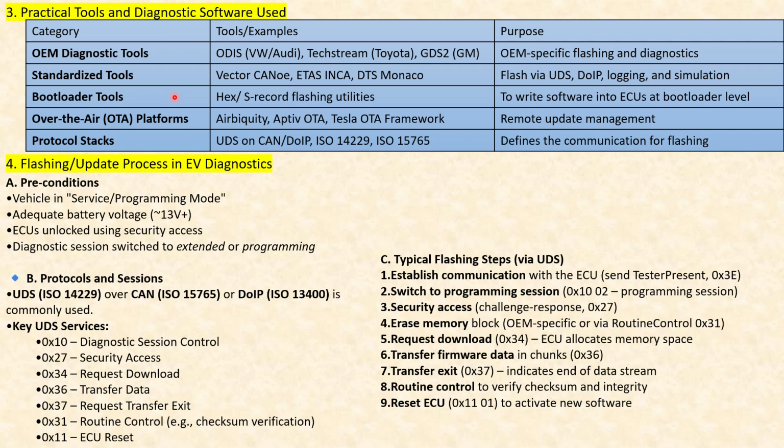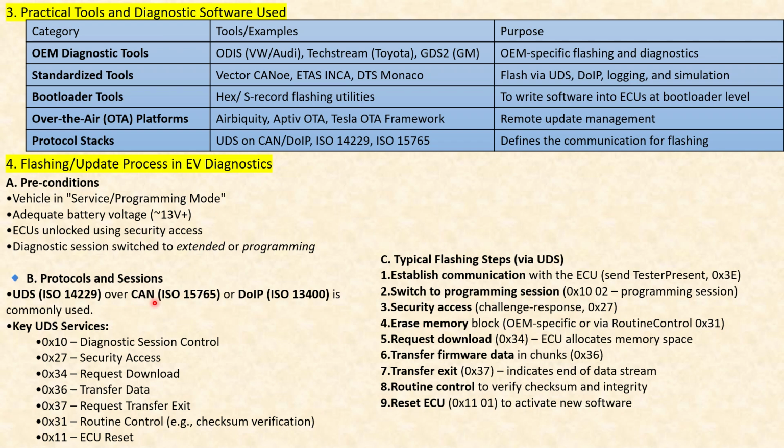When it comes to bootloader tools like hex and S-record flash utilities, they are used to write software in ECUs at bootloader level. And talking about the over-the-air platforms, Airbiquity, Aptiv OTA, and Tesla OTA framework, and the purpose is remote update management. All right. Now coming to the protocol stacks, these are common: UDS on CAN, DoIP, ISO 14229, ISO 15765, and it defines the communication for flashing.